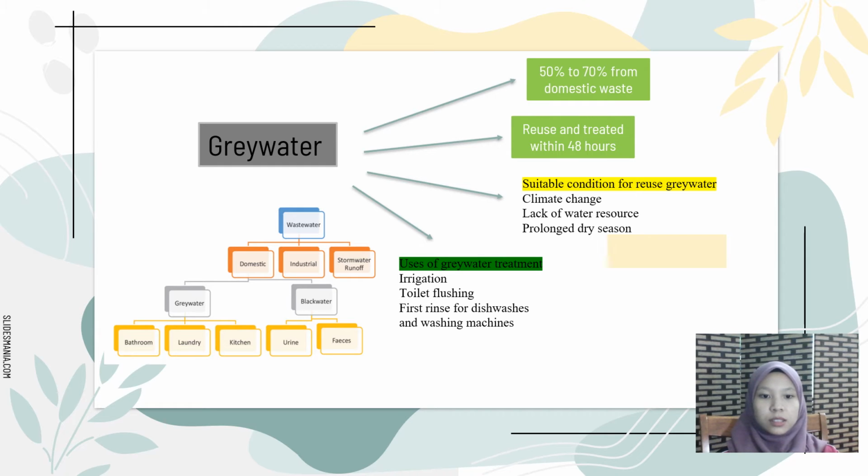So from the chart, the domestics have two types, which is greywater and blackwater. Greywater are from the bathroom, laundry, and kitchen, and blackwater are produced from the urine and feces.